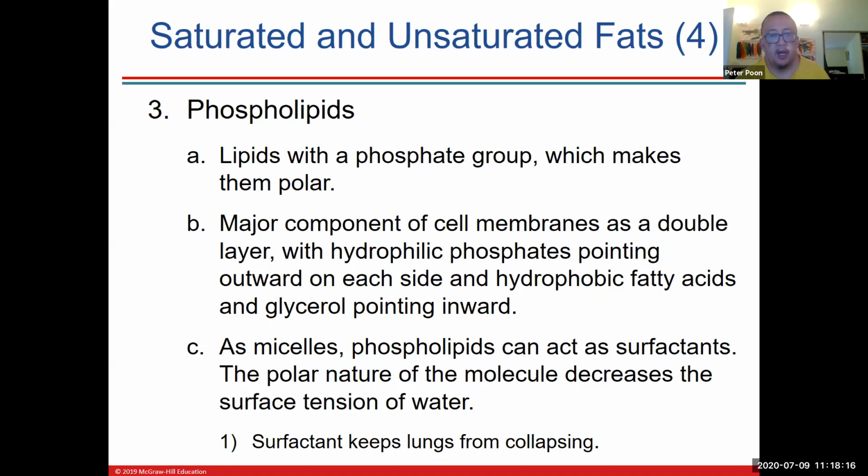These phospholipids act as surfactants. They break down the surface tension of water. This actually keeps your lungs from collapsing and allows you to breathe.